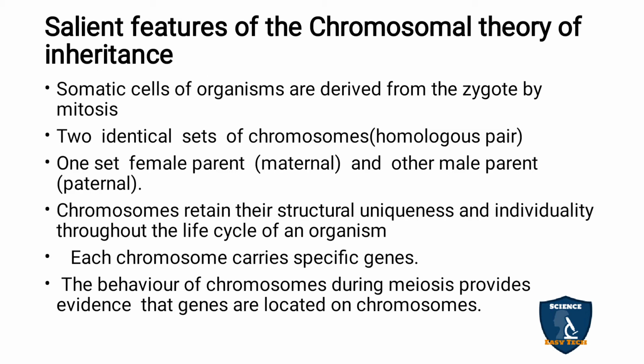Salient features of the chromosomal theory of inheritance. The somatic cells in an organism are derived from the zygote by mitosis. The gametes, that is the male sperm and female ovum, undergo meiosis, but after zygote formation it undergoes mitosis and produces somatic cells, which have two homologous chromosomes, one from the mother, the female parent, and another from the male parent.